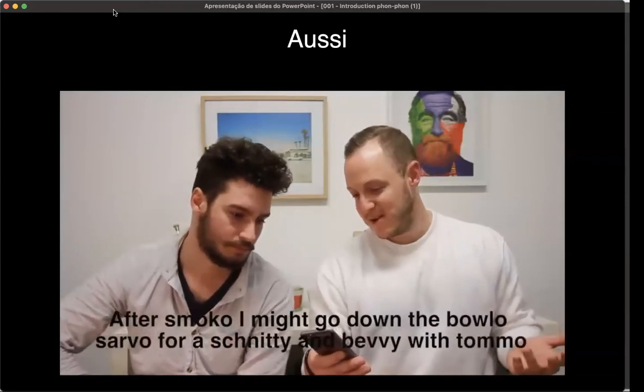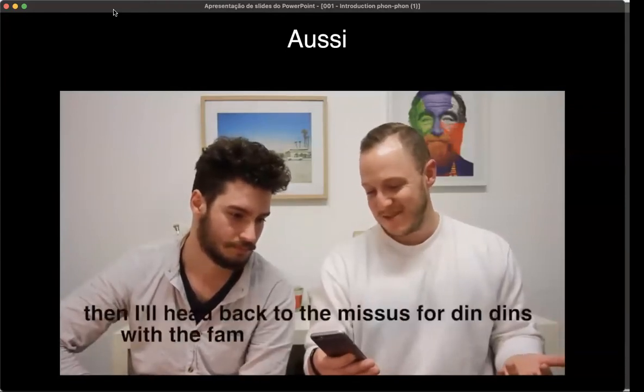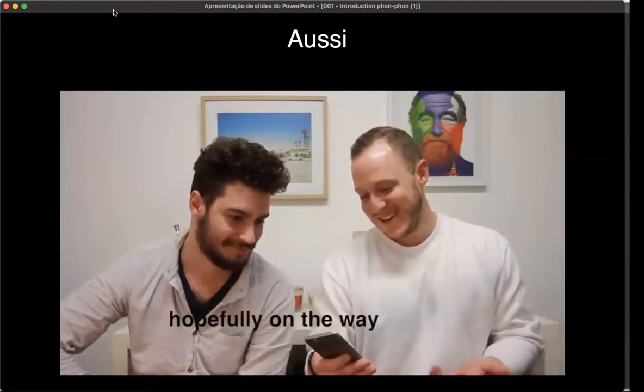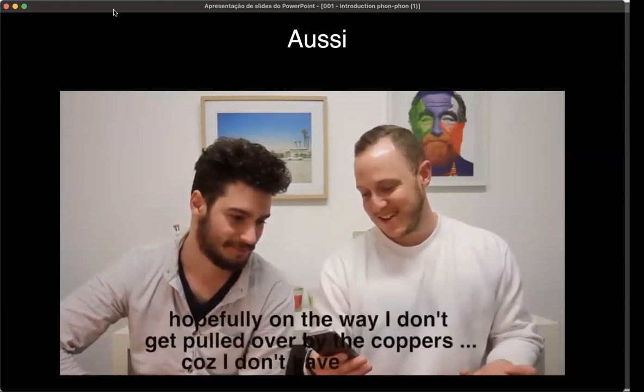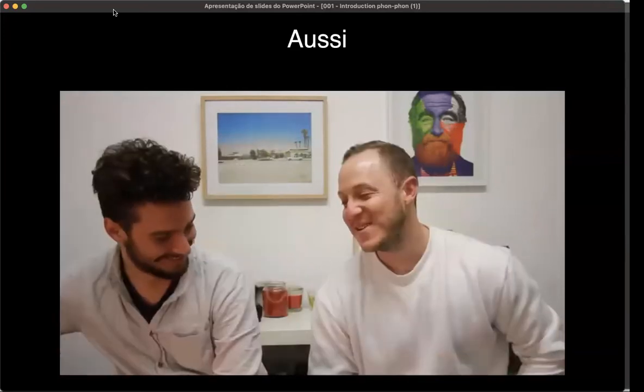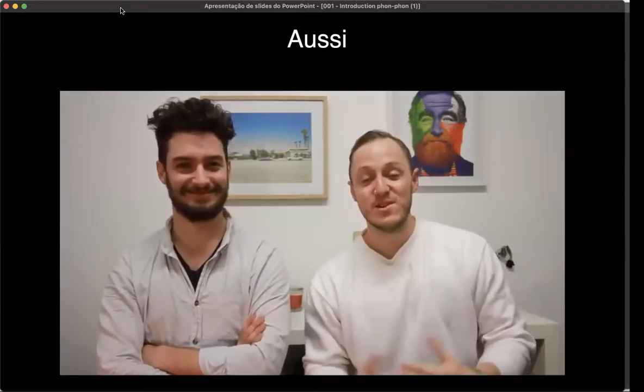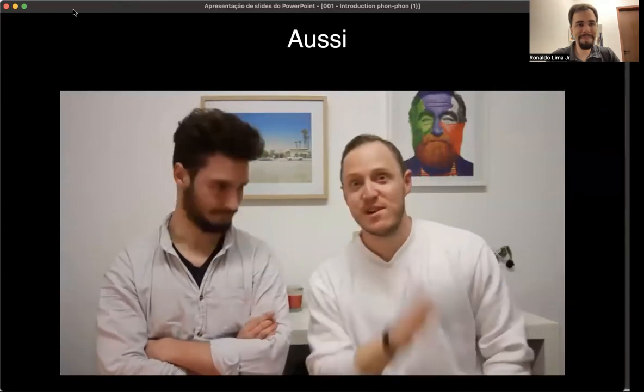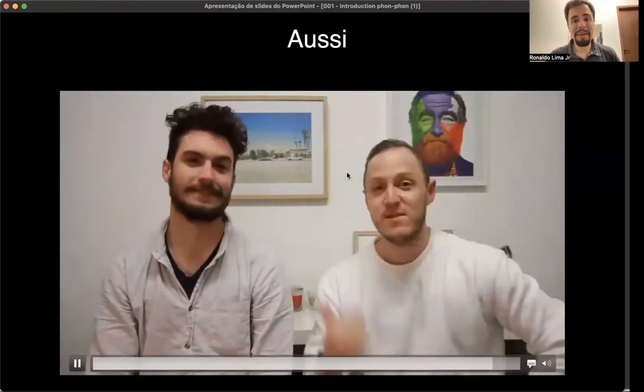I might go down to the bowlo this arvo for a schnitty and bevvy with Tomo. Then I'll head back to the missus for dindins with the fam and watch some soapies on the telly. Hopefully I don't get pulled over by the coppers because I don't have me rego. We're so bogan. Hopefully you've learnt how to speak Aussie, so you can have shorter conversations.